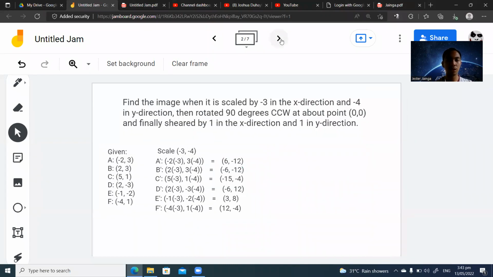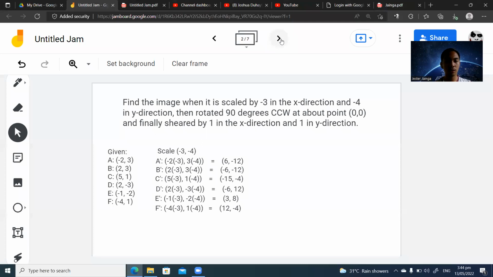So find the image when it is scaled by -3 in the X direction and -4 in Y direction, then rotated 90 degrees counterclockwise about the origin, and finally sheared by 1 in the X direction and 1 in Y direction. So the given points are point A, -2, 3, point B, 2, 3, point C, 5, 1, point D, 2, -3, point E, -1, -2, and point F, -4, 1.